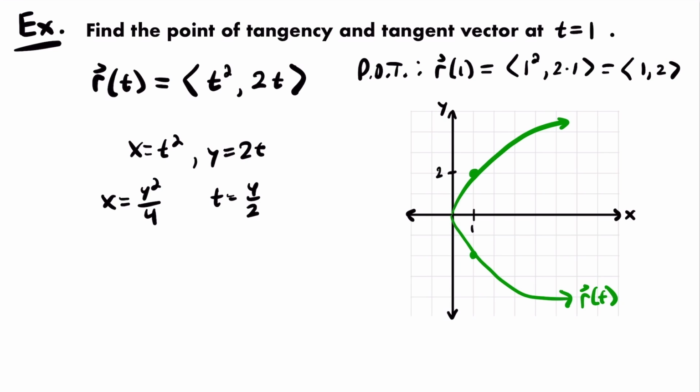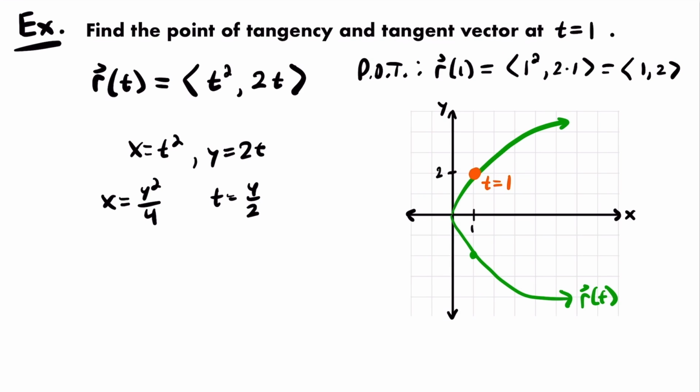So the terminal point of that vector would be the point 1, comma 2, and so that would be our point of tangency. And so that's exactly the point we plotted earlier, this point right here. This is our point of tangency, or the point that we are looking at along this curve for the vector function where we want to find a tangent vector. All right, so that's where t equals 1.